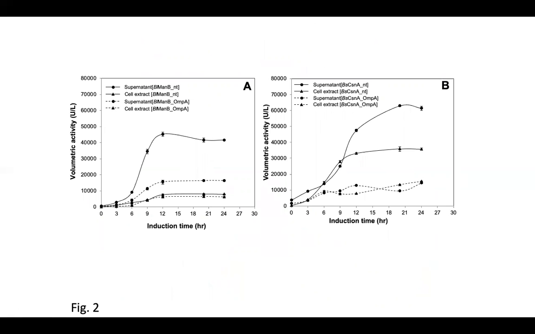Okay, and this would be the picture of the mannanase. You can see that in the supernatant, it means the enzyme is secreted out into the media and we spin down the cell. The left part is called supernatant. You have a lot of enzyme in the supernatant. It means it's secreted out very well.